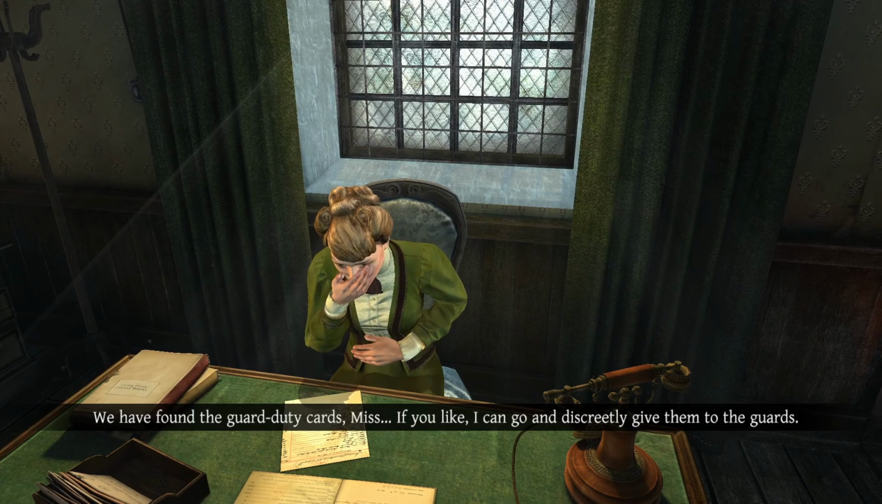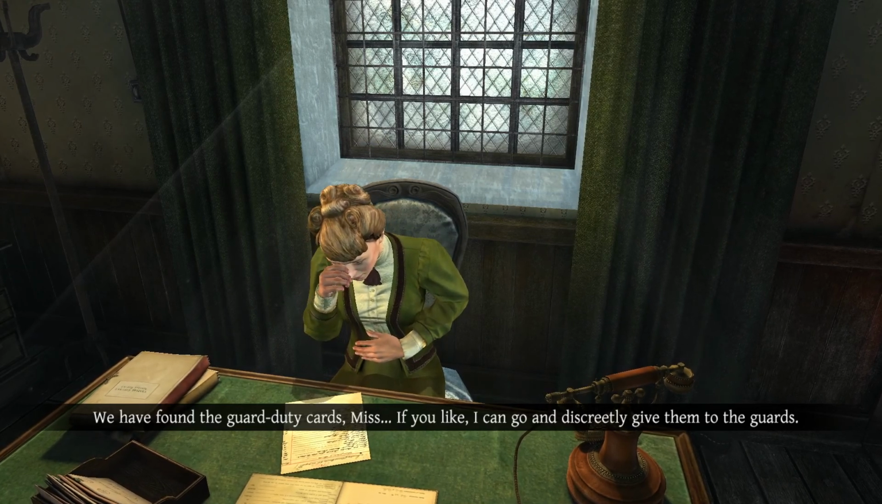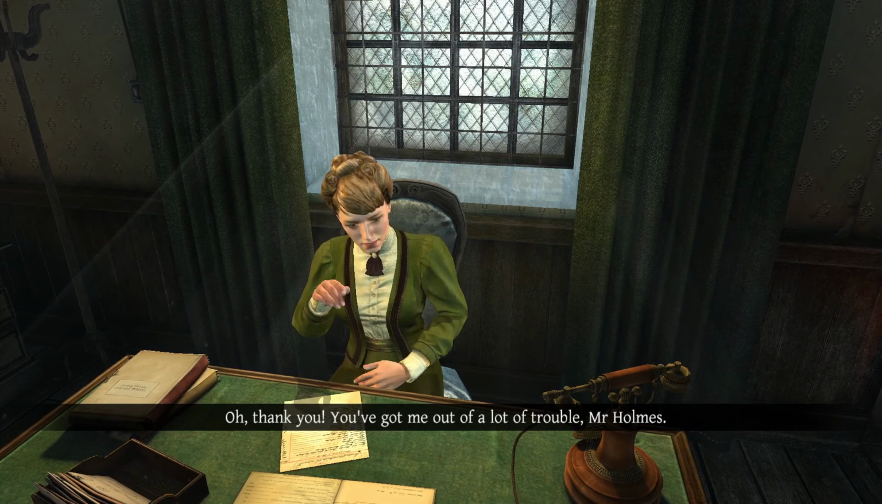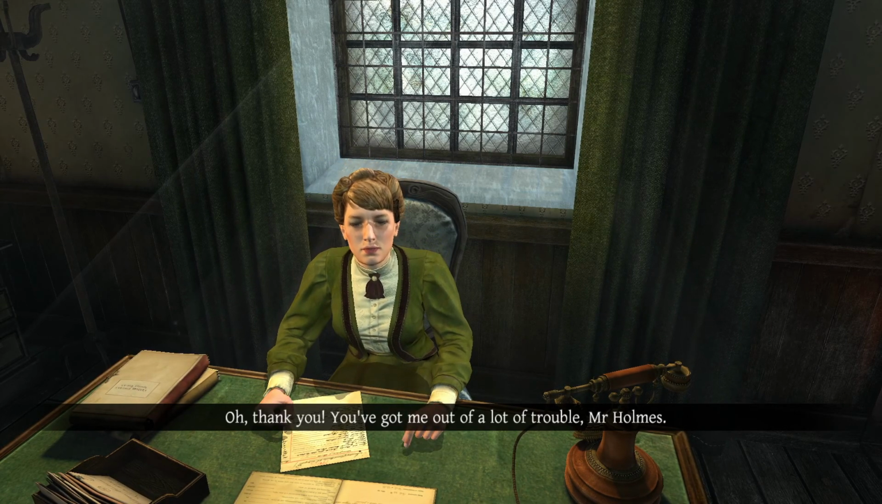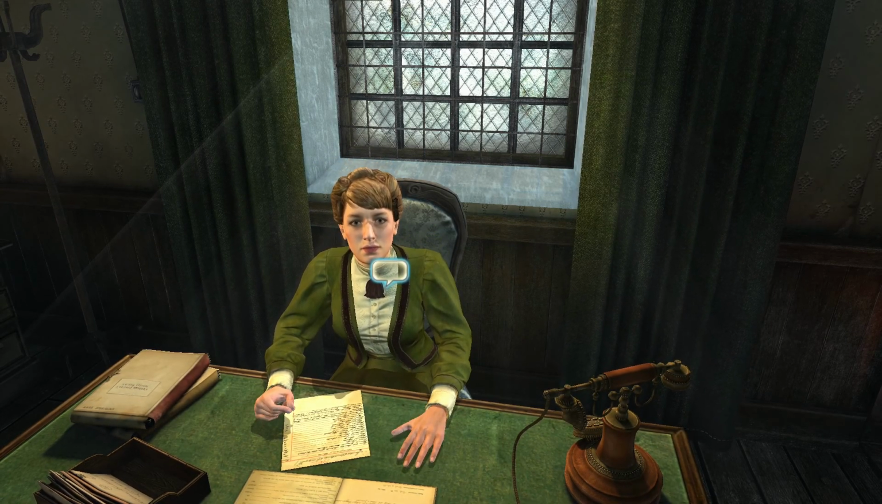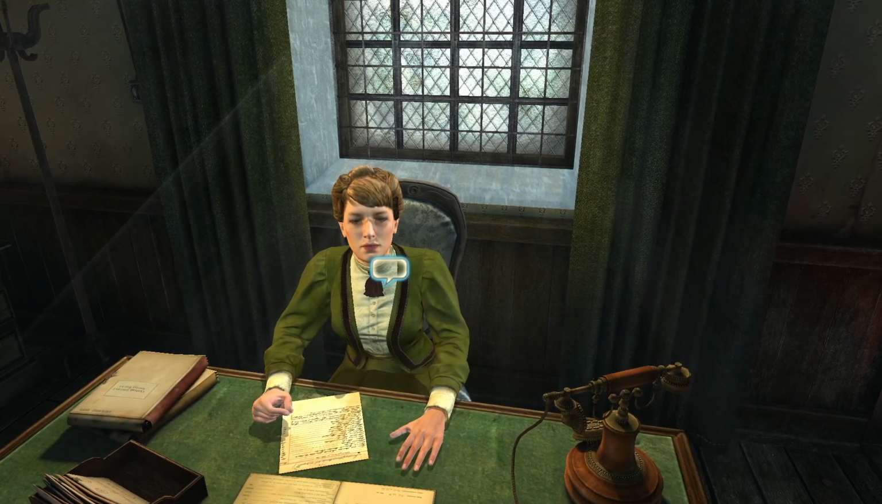We have found the guard duty cards, miss. If you like, I can go and discreetly give them to the guards. Oh, thank you. You've got me out of a lot of trouble, Mr. Holmes.